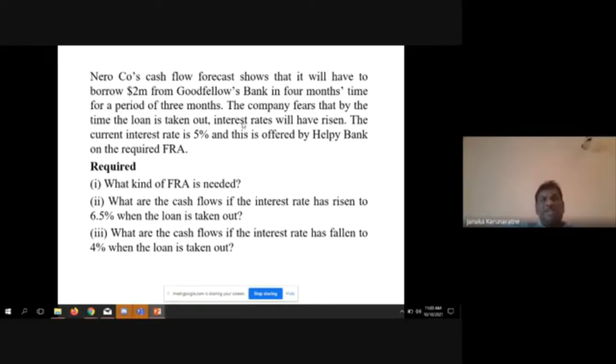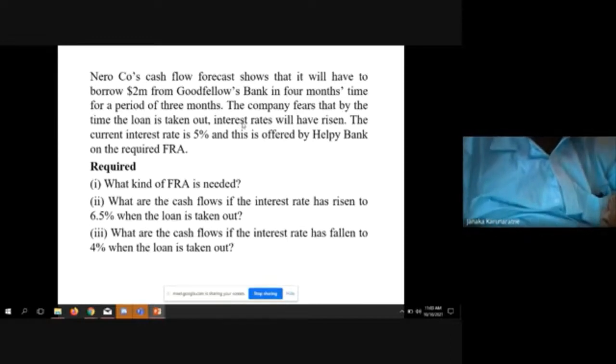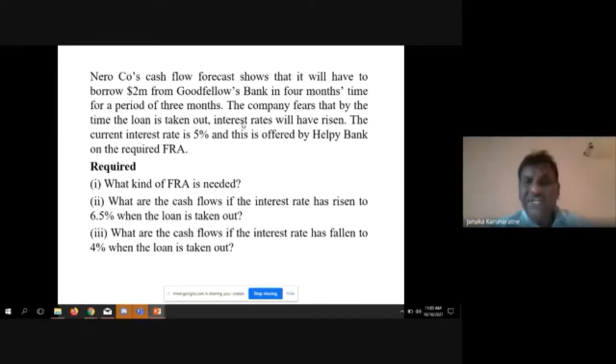The company wants to borrow in 4 months' time from today, so there is a possible rise in interest rate which could result in increasing its cost of borrowings. The current interest rate is 5%, and this is offered by Helpy Bank on the required FRA.